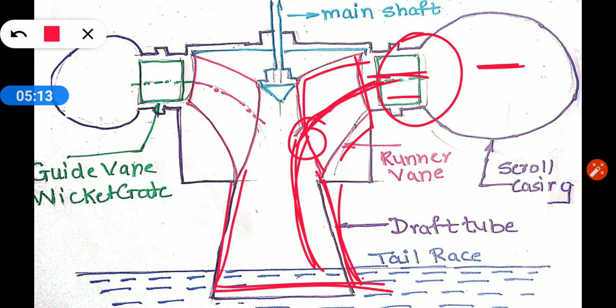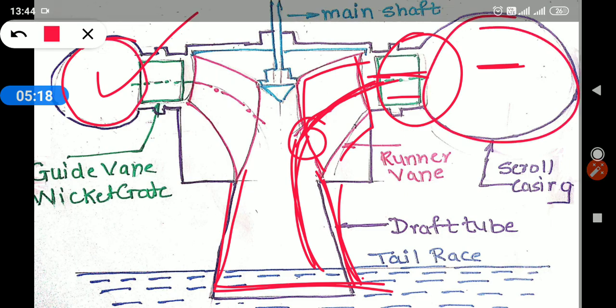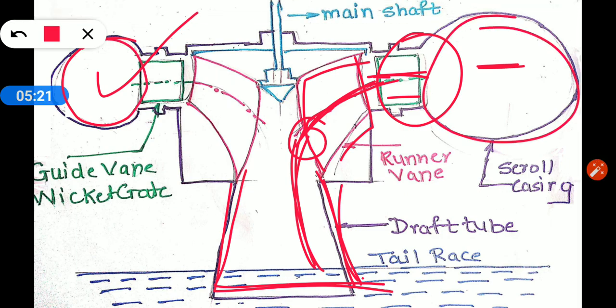This passage is draft tube. Fine. So this is the casing, and now here you can see it is smaller, it is larger. Why? Because as you go inside the area is decreasing. It is a spiral casing.